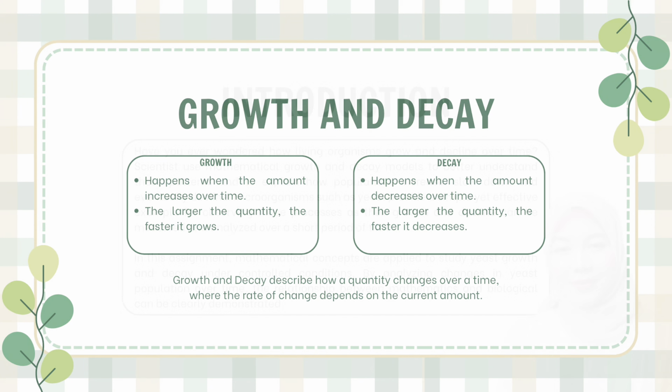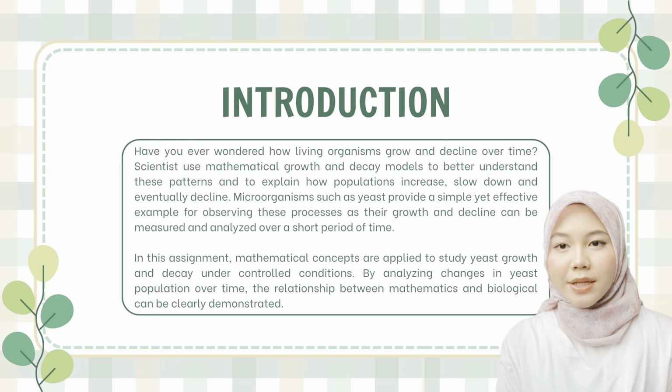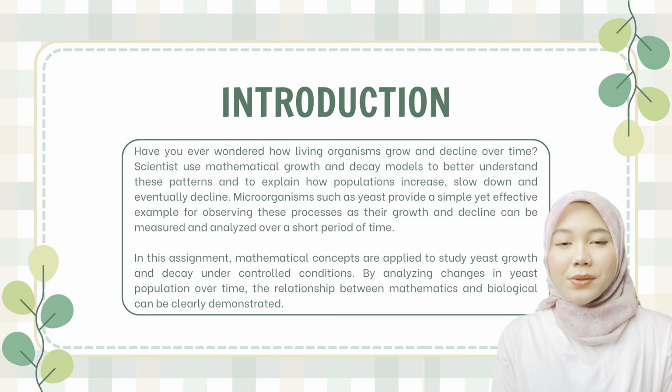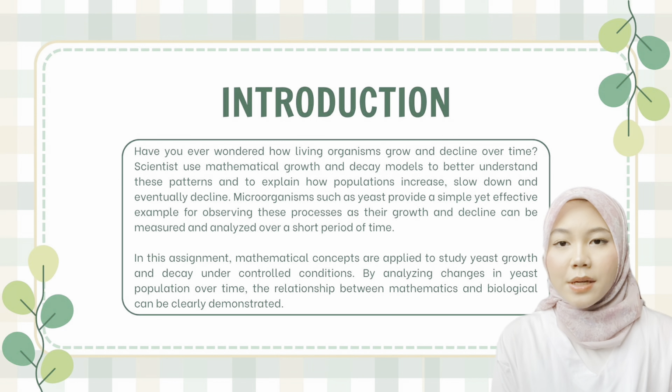on the current amount. Have you ever wondered how living organisms grow and decline over time? Scientists use mathematical growth and decay models to better understand these patterns and to explain how populations increase, slow down, and eventually decline. Microorganisms such as yeast provide a simple yet effective example for observing this process, as their growth and decline can be measured and analyzed over a short period of time.